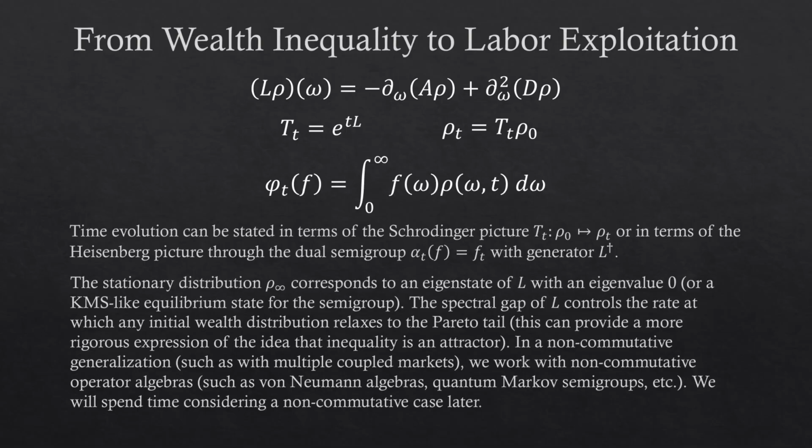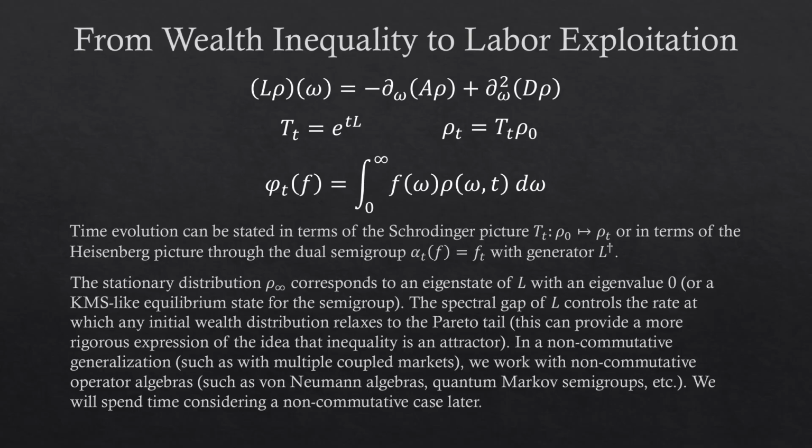The stationary distribution rho sub infinity corresponds to an eigenstate of L with an eigenvalue of 0, or a KMS-like equilibrium state for the semigroup. The spectral gap of L controls the rate at which any initial wealth distribution relaxes to the Pareto tail, and this can provide a more rigorous expression of the idea that inequality is an attractor.